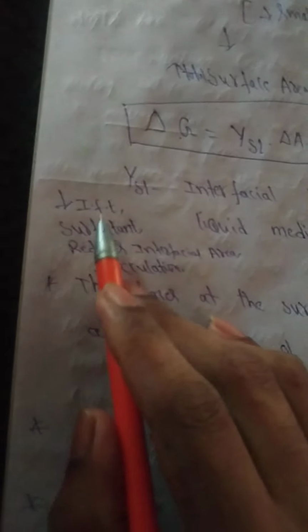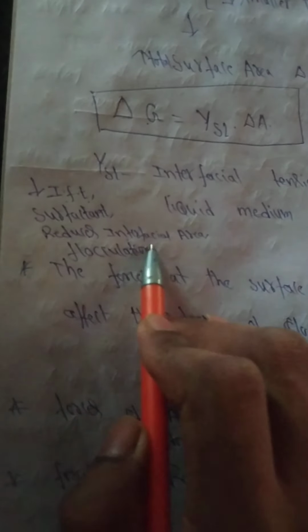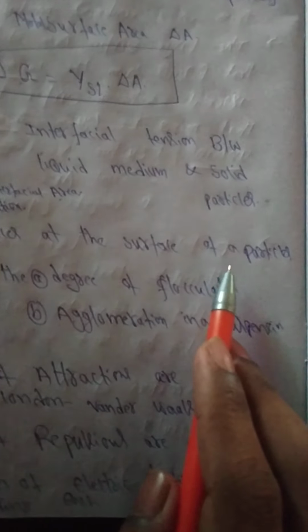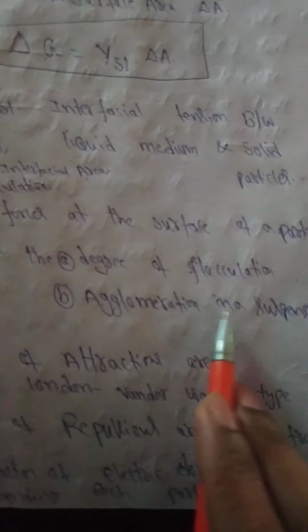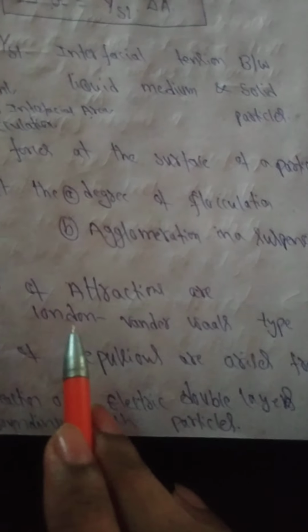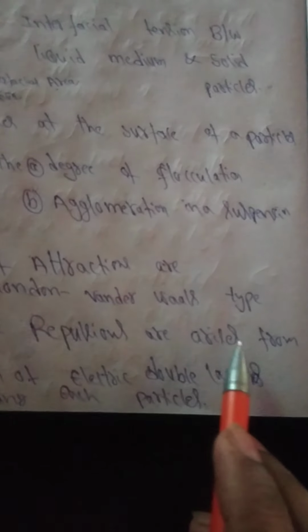So the system can be made thermodynamically stable by decreasing the interfacial tension using surfactants, reducing the interfacial area, or flocculation. The forces at the surface of the particles mainly affect the degree of flocculation and agglomeration in a suspension. The forces of attraction are London type forces, which include van der Waals type. The forces of repulsion arise from interaction of the electrical double layer surrounding each particle.